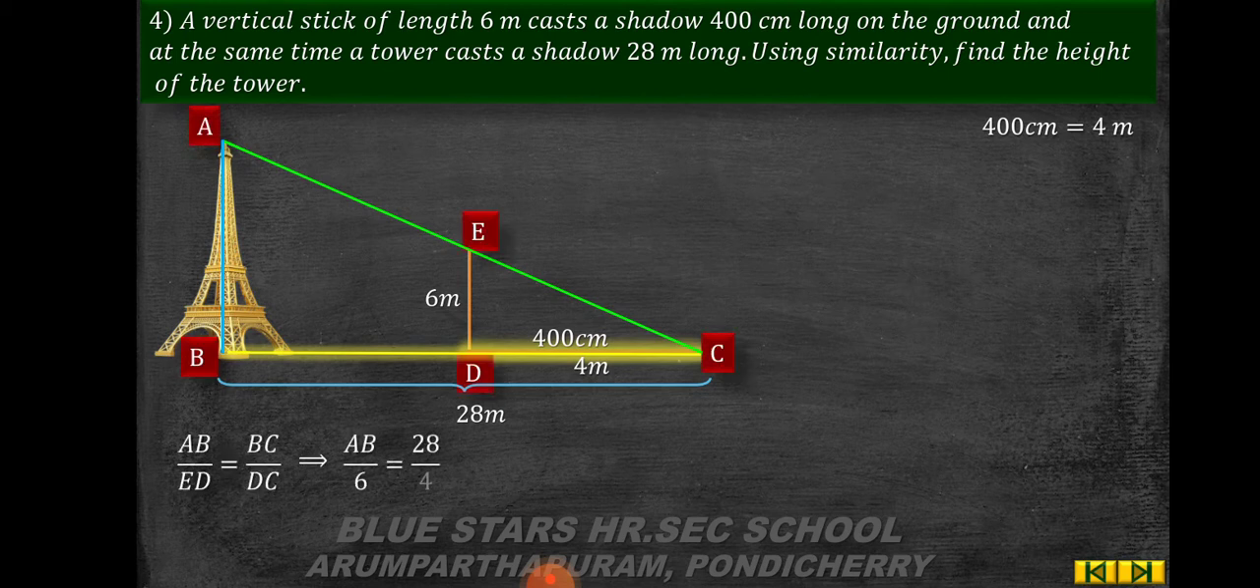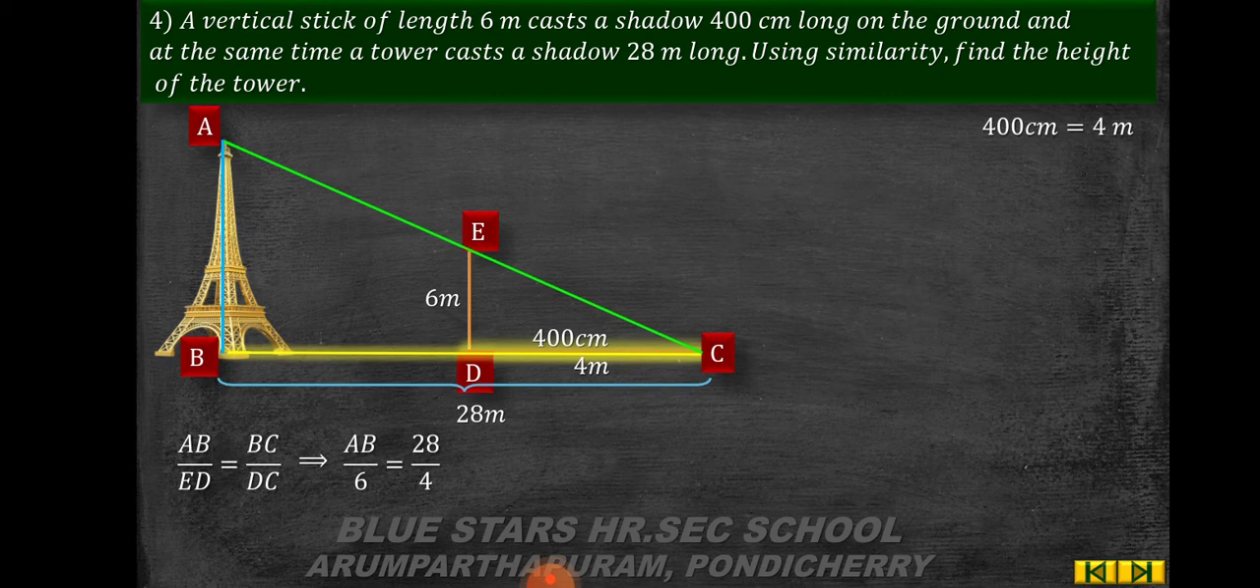So here AB is the height of the tower. You have to find that. Then a vertical stick of length 6 meter casts a shadow of 400 centimeter along the ground at the same time a tower casts a shadow of 28 meter long. So now we get two right angled triangles.